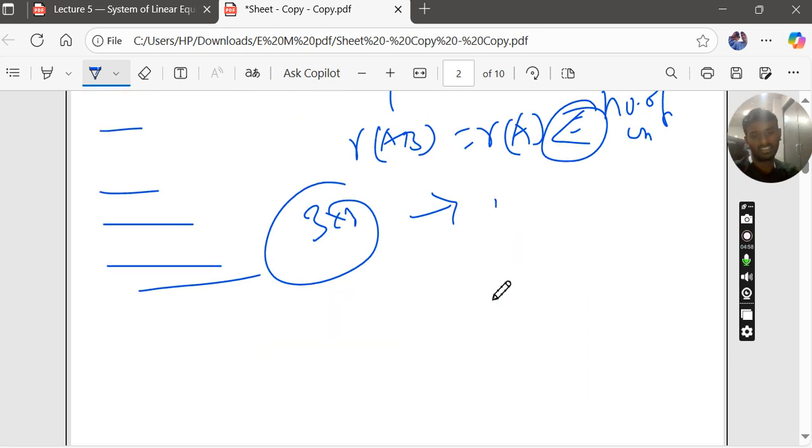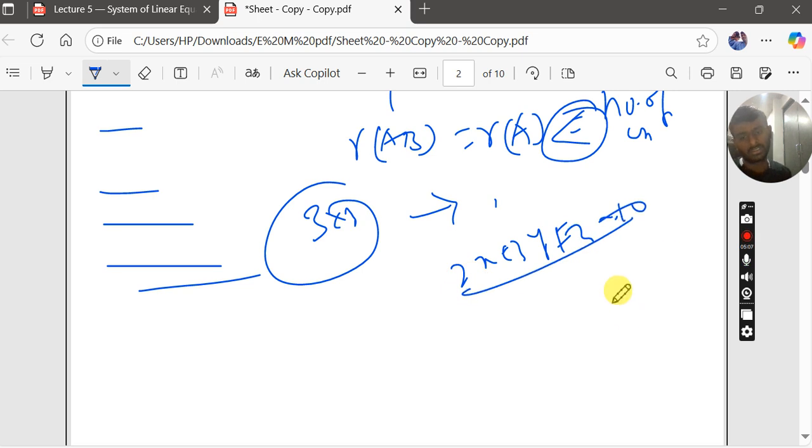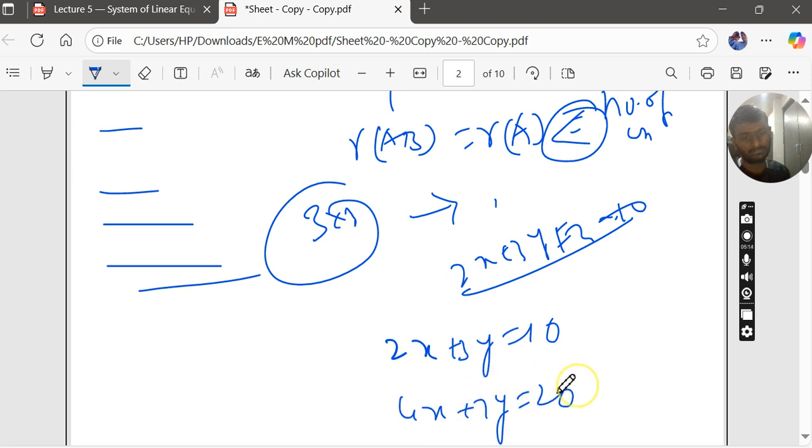Everyone will have seen something like 2x plus 3y equal to 10, 4x plus 7y equal to 20. Actually, how these values come is what is important. Instead of solving those things by hand, nowadays calculators or programming can do it. But how x and y, with 2 of x and 3 of y and a total sum of 10, how it comes is important.